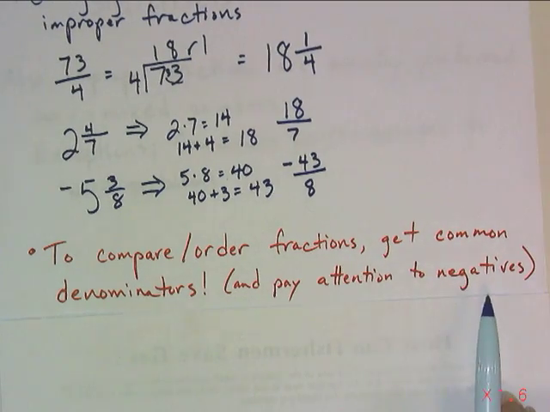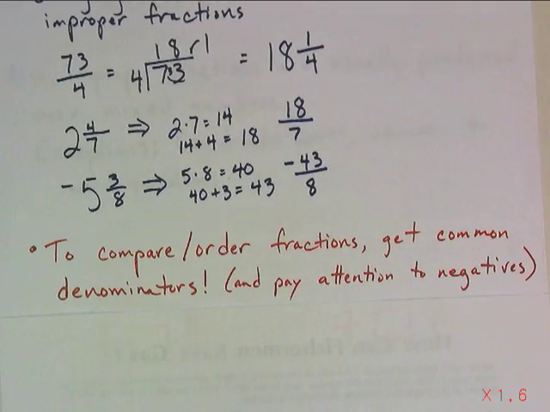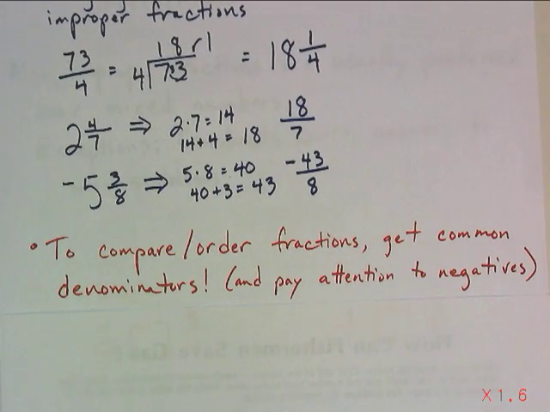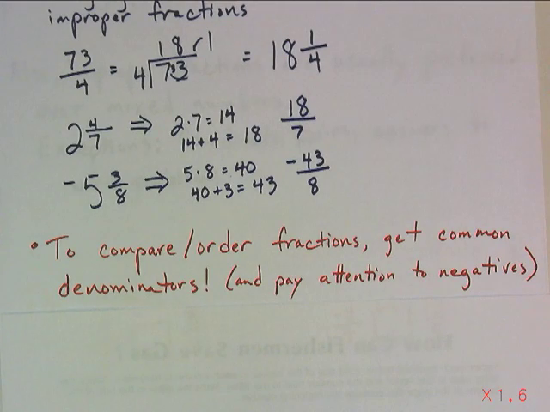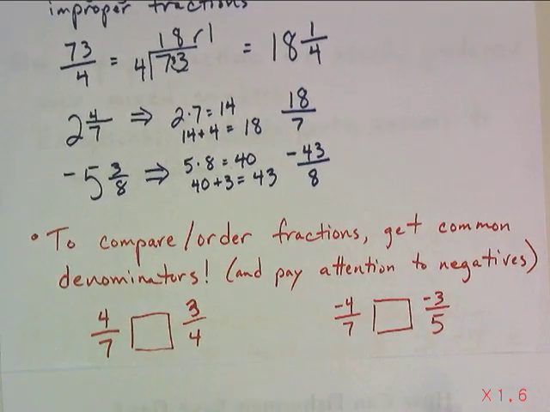And pay attention to negatives. Just like if I'm comparing integers, all negatives are going to be smaller than all positives. And then from there we can start to make distinctions. The same is true about thinking about where these numbers go on number lines. Further to the left means it's smaller, further to the right means it's larger. So let's take a look at a couple of examples here.